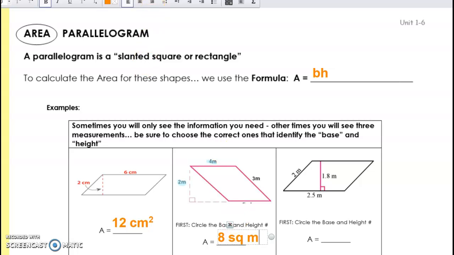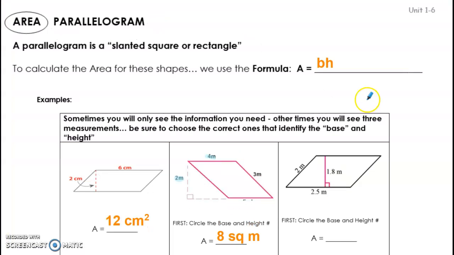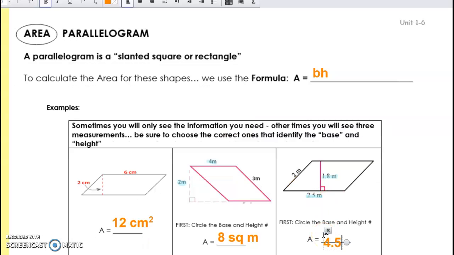The last one, again, I'm giving a little bit more information than I technically need, so take a minute and identify your base and height. This one is your base, my horizontal value. And as far as my height, I've got a choice of 2 or 1.8. 1.8 is the value that we're going to use because, again, it's standing straight up and down. And when we're measuring height, that's what we're looking for. We never, ever, ever use the slanted value. So multiplying those two values together, you get 4.5. Put my squared label with it.